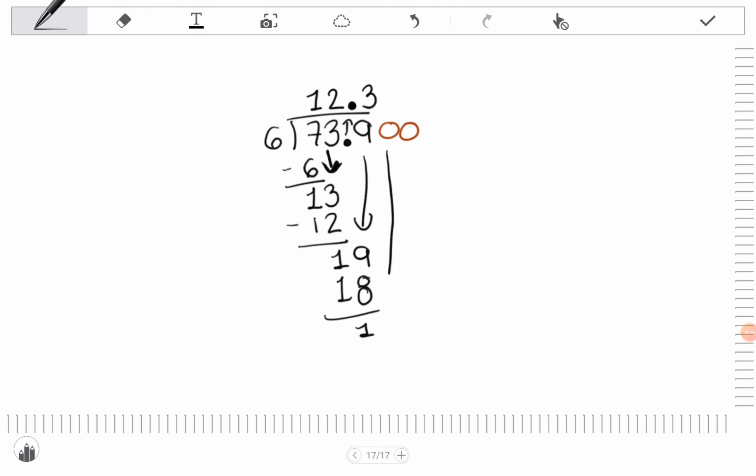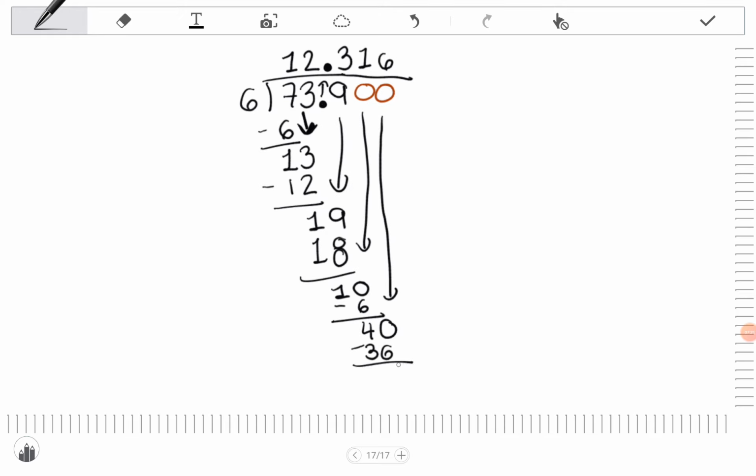And we're going to continue bringing down the 0. And 10 divided by 6 is only 1. 1 times 6 is 6. I subtract. 10 minus 6 is 4. I haven't finished because I already have 2 decimal numbers and I need 3. And my remainder is 4. So I need to bring down another 0. And now 6 in 40 is 6, which is 36. And we subtract. And this is going to be 4. So the remainder is not 0, but I already have 3 decimal numbers here, so that means I already finished.